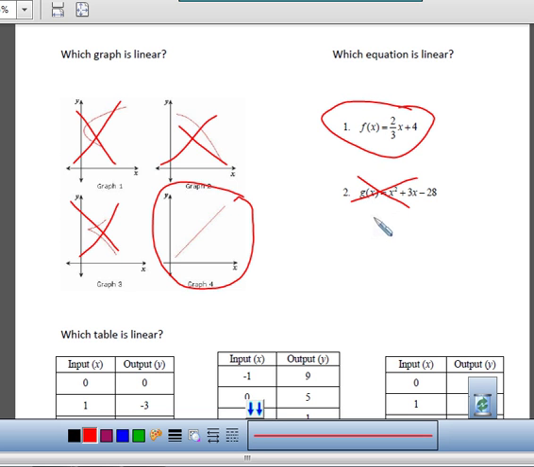In fact, I'd be curious to know if any of you know what this does create. So, if you can tell me in math what kind of graph x squared plus 3x minus 28 creates, it has a special name, I'll give you a point on your scoreboard.